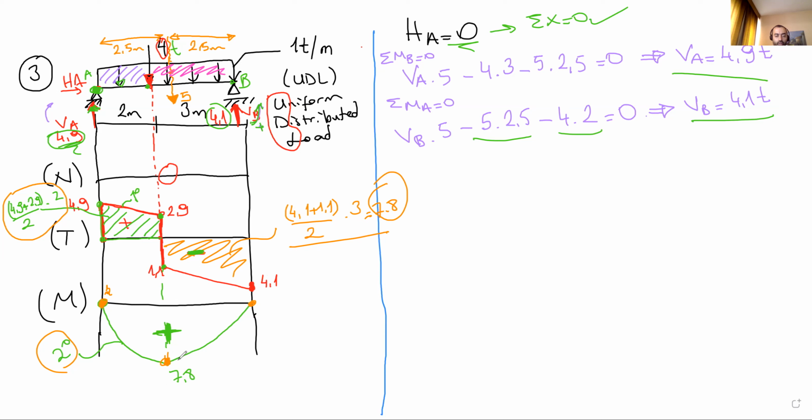So we have to connect this 7.8 to this point B. How? Since there is again a linear curve over here, we are going to use a second degree curve. Let me write it here: second degree curve. This is the moment diagram of the structural system.